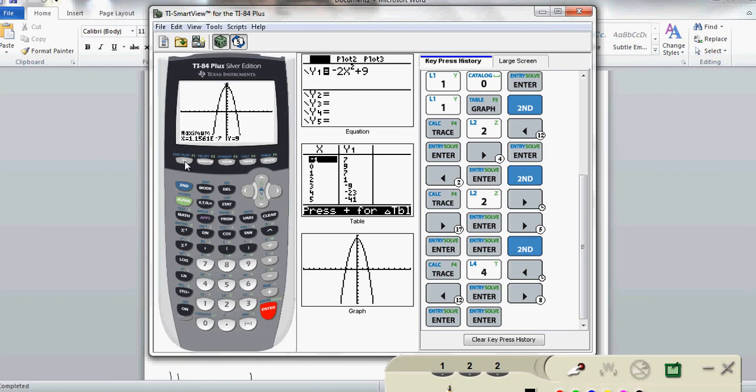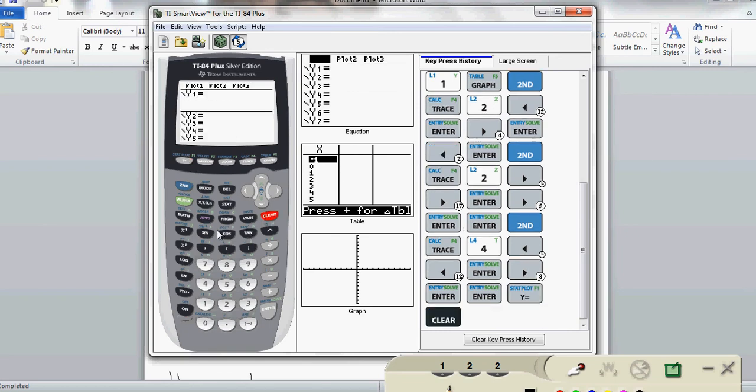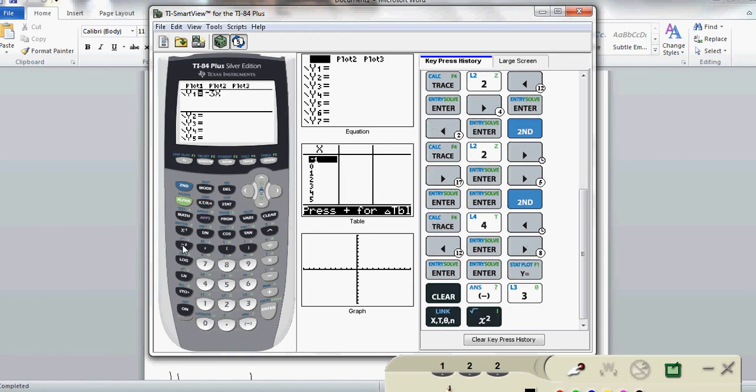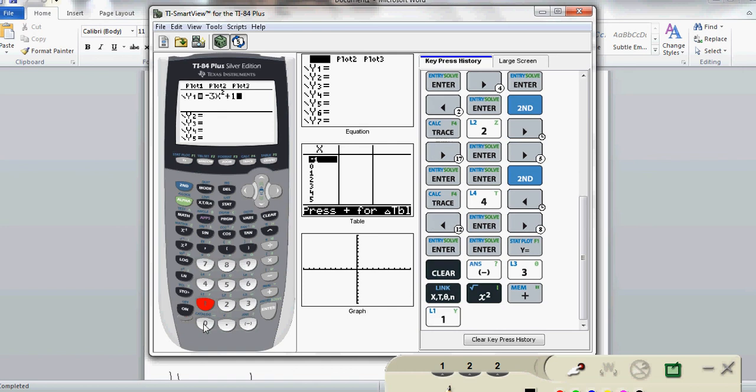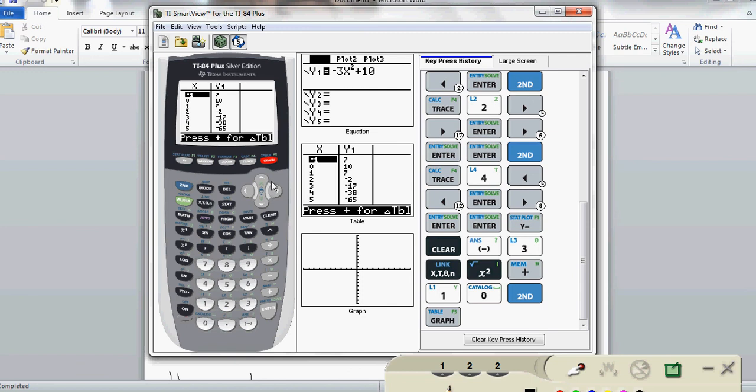So what we will do is go to the y equals. Let's clear out everything for the first equation by hitting the clear button. And then we're going to enter negative 3x squared plus 10. Now we're not going to graph it, although we could, but instead I want to look at the table, which is second graph.